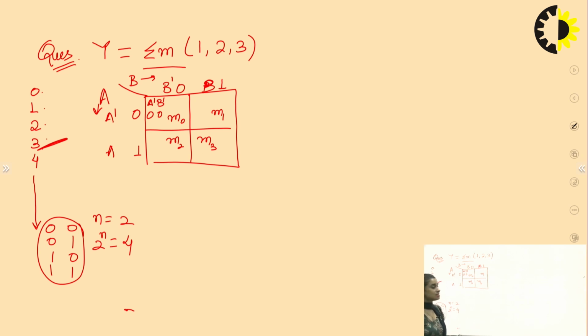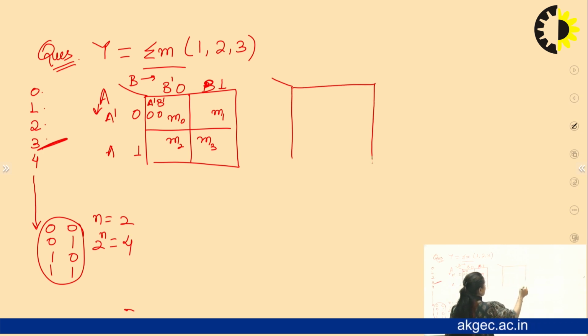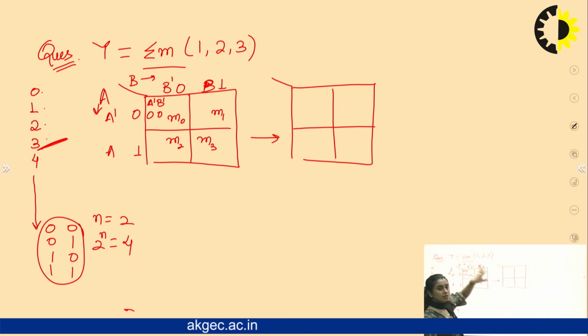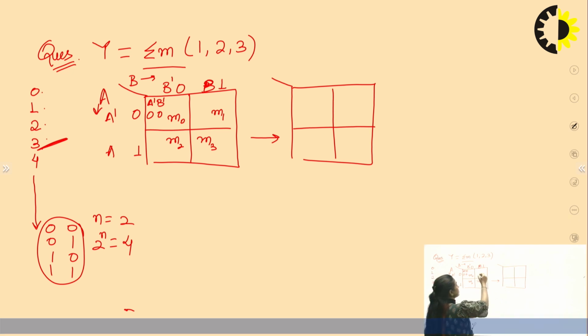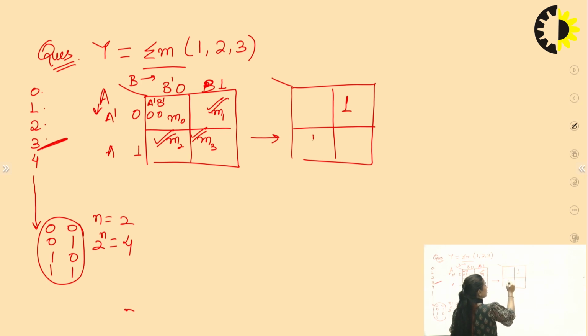Now the question is, how do we solve these K-maps? I'll draw the next step for it. When it is a question of SOP, we have to fill ones in these designations. So at designation 1, which is this box, at designation 2, which is this box, and at designation 3, which is this box, I'll have to fill 1. So I'll fill 1 here, 1 here, 1 here. Now the thing is, how do we solve such questions?